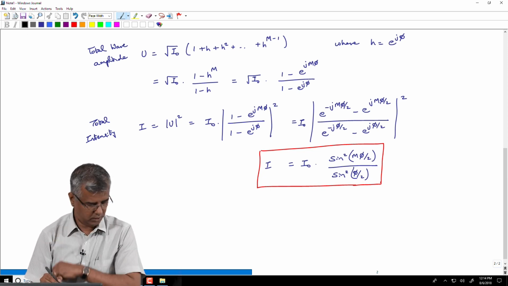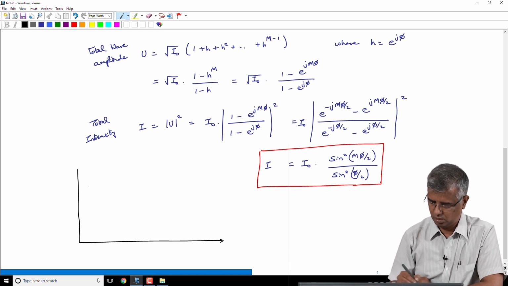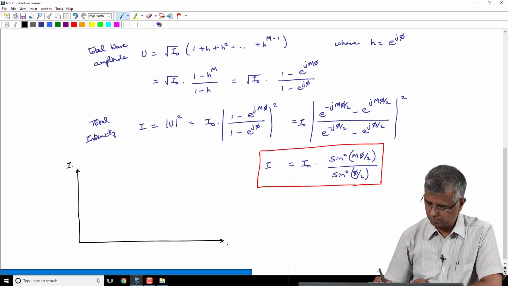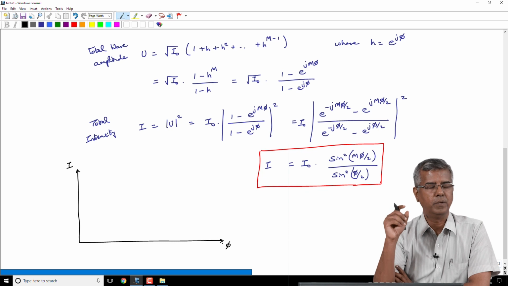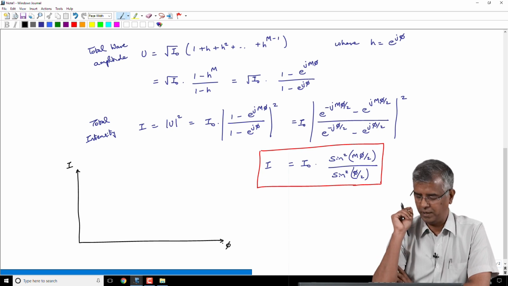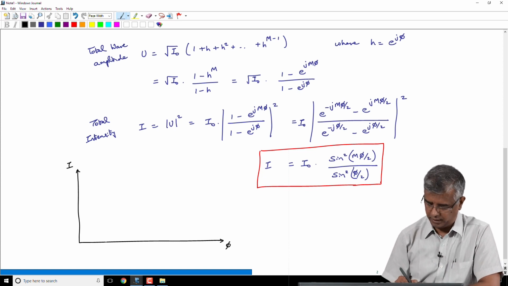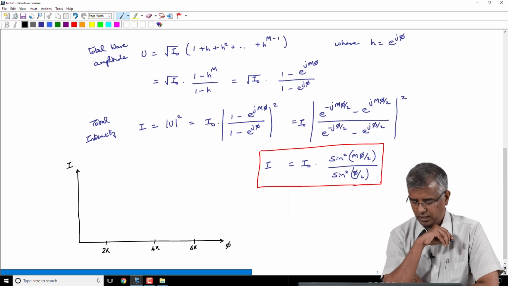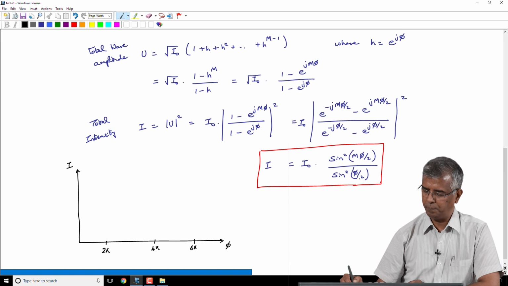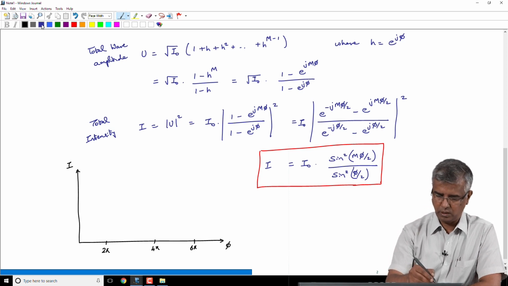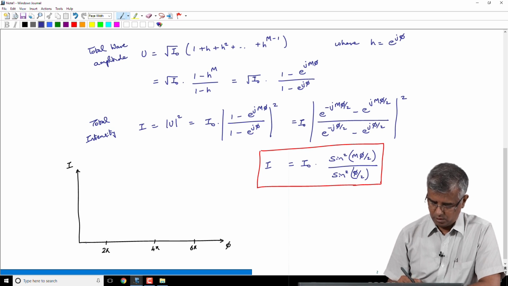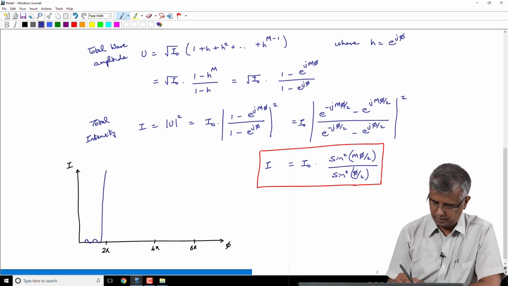So let me plot I as a function of phi. So what is phi here? Phi here represents the phase difference between the wavelets created by successive slits. So I can plot this as 2 pi, 4 pi, 6 pi and so on, right? You'll clearly see this function will peak whenever we have this 2 pi, 4 pi, 6 pi and so on. So the overall wave function is going to look like this.